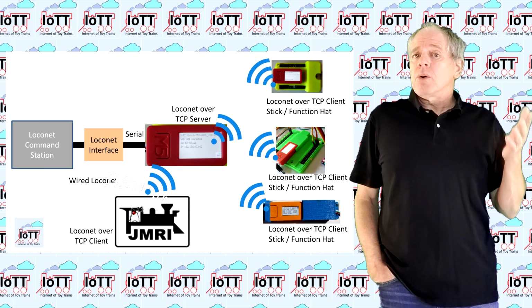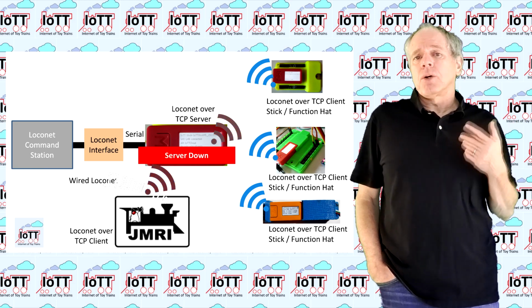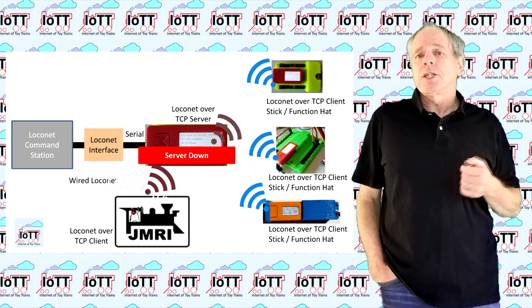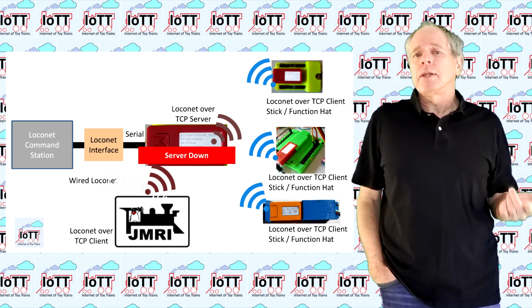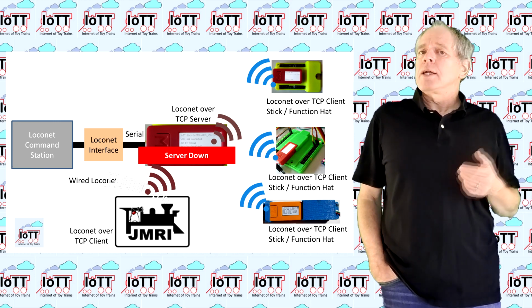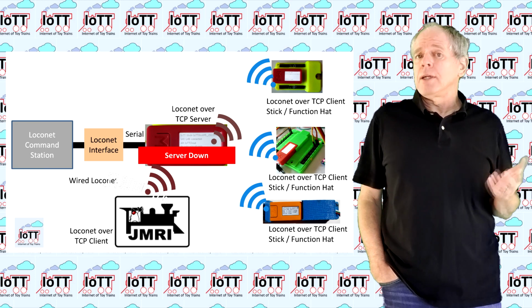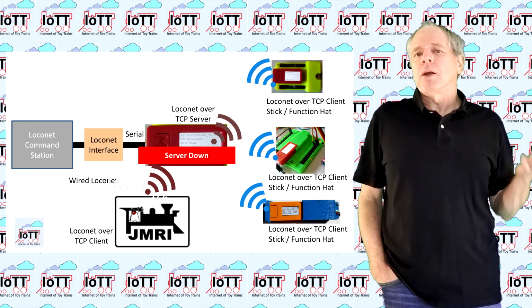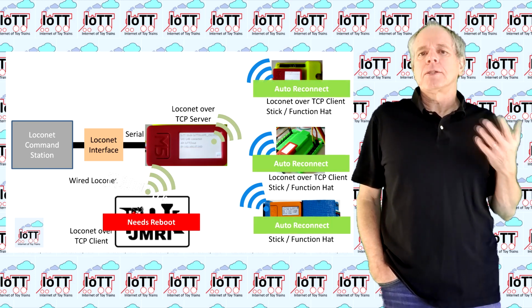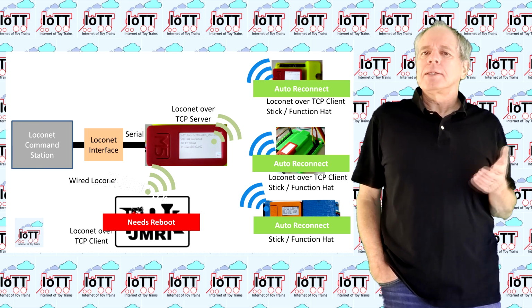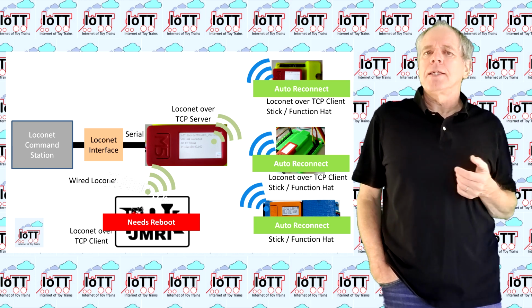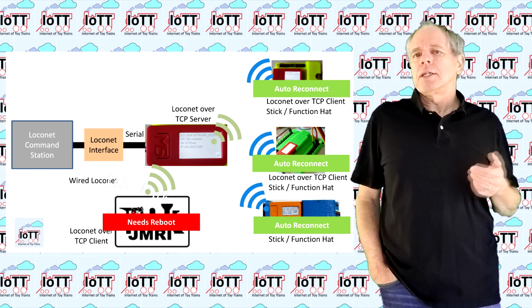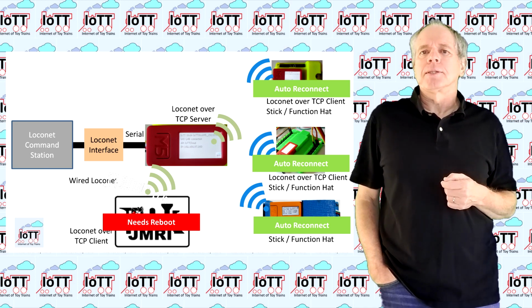By the way, the Loconet over TCP implementation on the IoTT stick has one major advantage compared to the one in JMRI. If the Loconet over TCP server shuts down, the IoTT stick clients will automatically reconnect when the server comes up again. This is unfortunately not the case with JMRI. You have to restart the software if that happens.